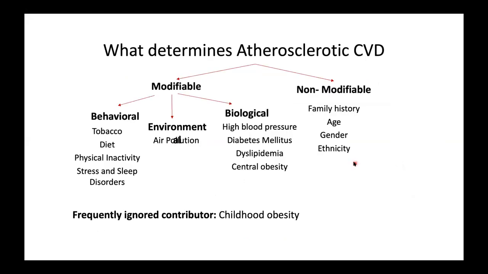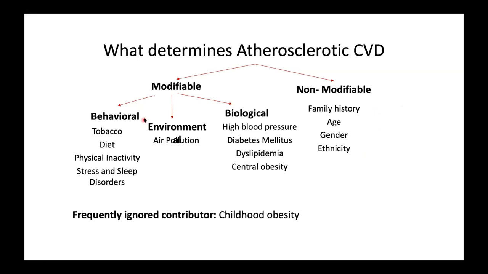So what are the risk factors for atherosclerotic cardiovascular disease or cerebrovascular disease, whatever you call it? There could be modifiable risk factors or non-modifiable risk factors. Family history, age, gender, ethnicity are considered non-modifiable because you can't change your age, you can't change your gender. Ethnicity, you can't change. We know that Indians have almost 2 to 3 times more chances of developing coronary artery disease. Family history, you can't change.